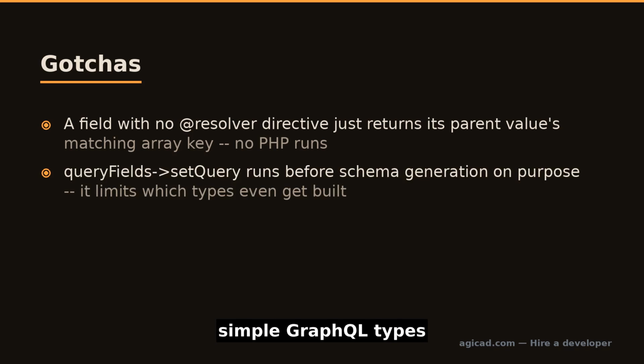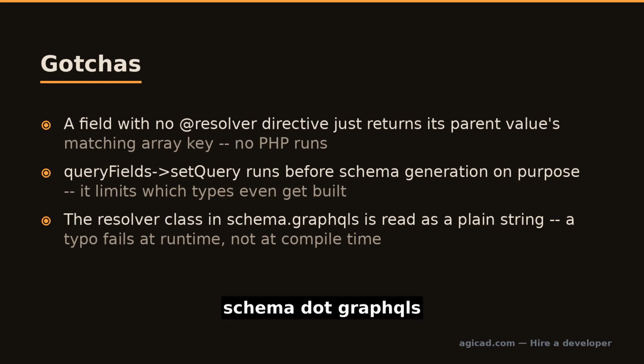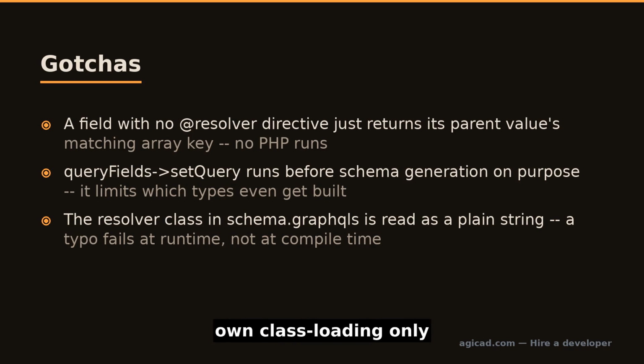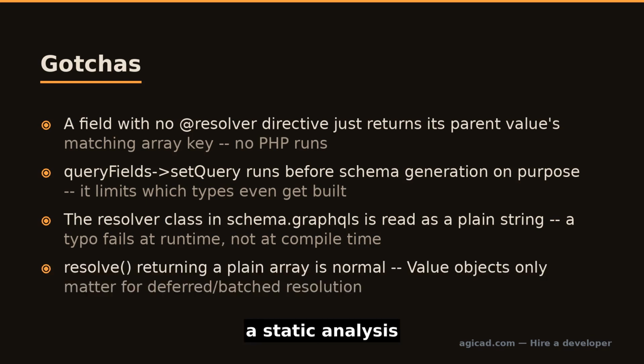Query field set query, back in dispatch, deliberately runs before the schema even gets generated. It's a genuine optimization limiting which types get built for this one query, not just cosmetic ordering. The resolver class name in schema.graphqls is plain text, checked by PHP's own class loading only when that field actually gets requested. A typo there fails at request time, not when you run a static analysis pass. And a resolve method returning a plain PHP array, like products does, is completely normal. The value wrapper type only matters once you're doing deferred or batched resolution, a topic for a future part.